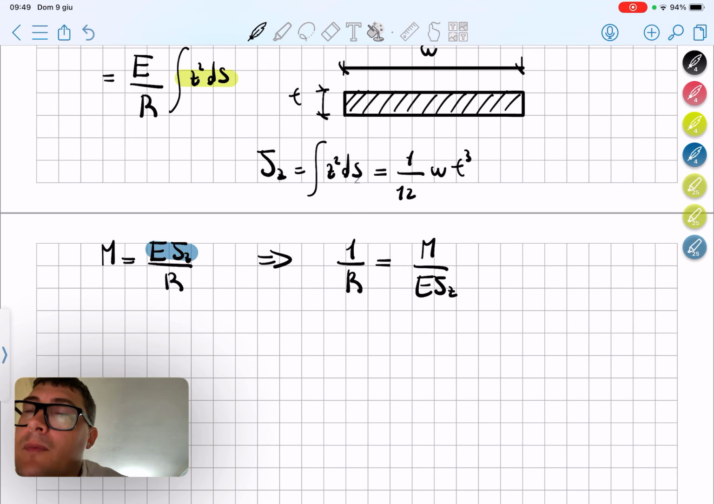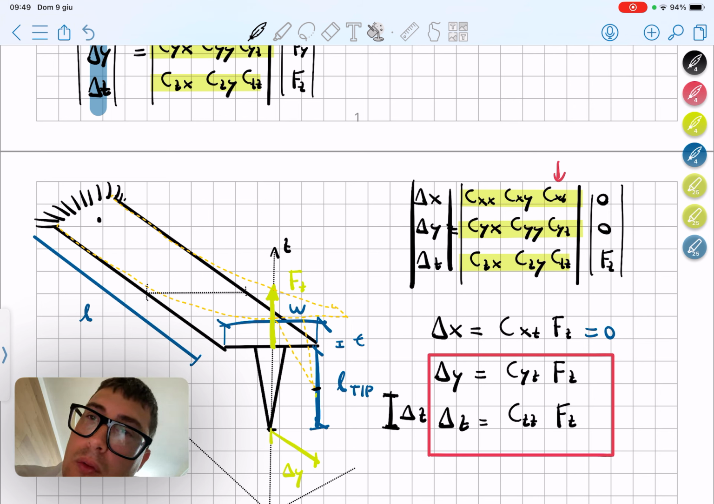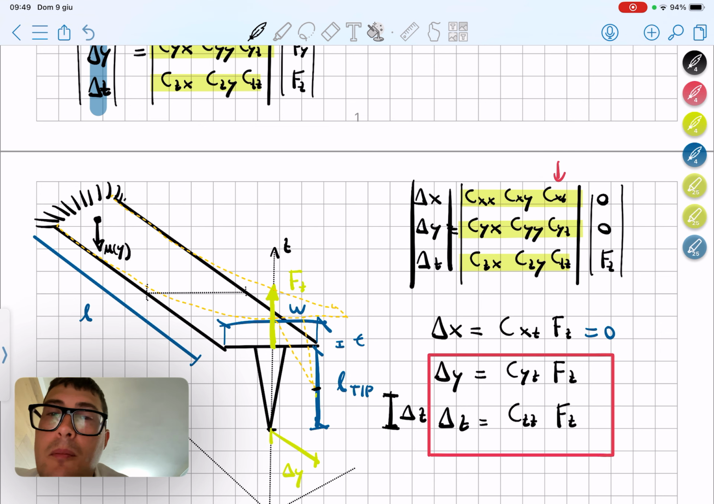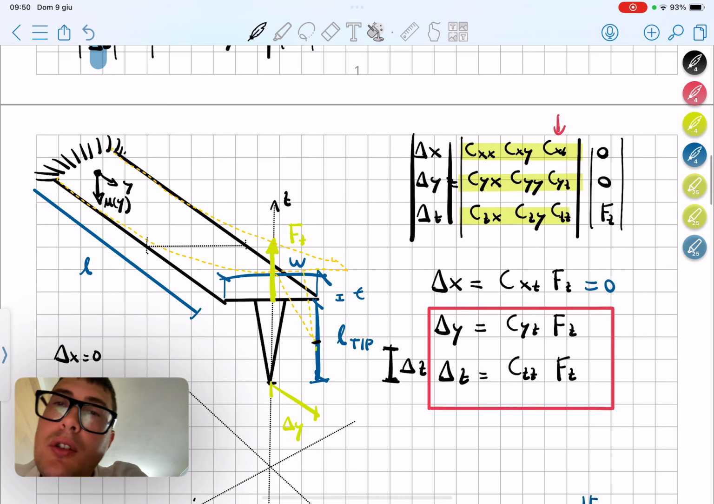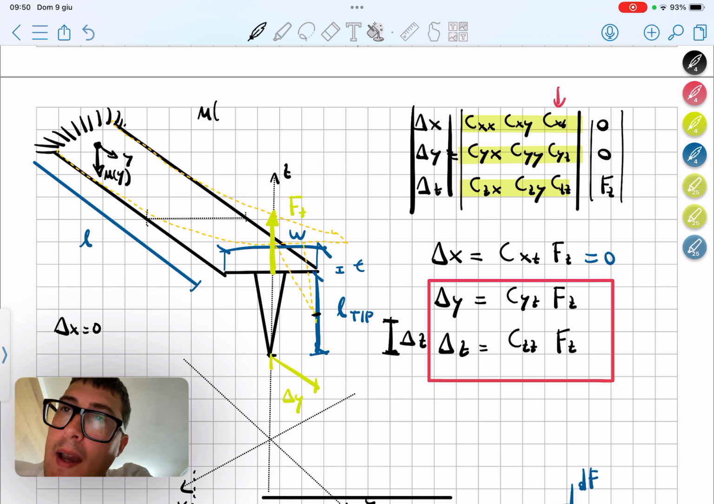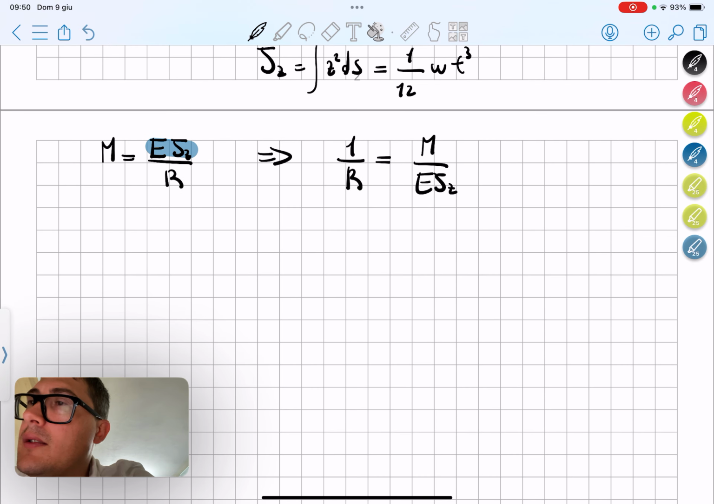Okay, but 1 over R, if we introduce here a quantity, a function which we could call u of y, and this function measures the displacement towards the z-axis as y varies. So y is the length of the cantilever. For example, if we say u at y equal to L, we are measuring the displacement here, our delta z. Introducing this function, we know that the curvature, this 1 over R, is equivalent to the second derivative of this function with respect to y.